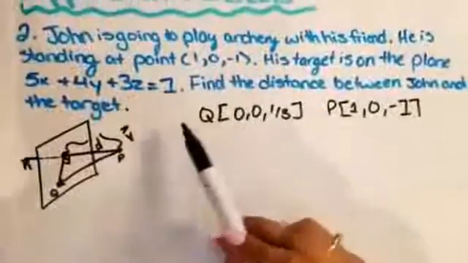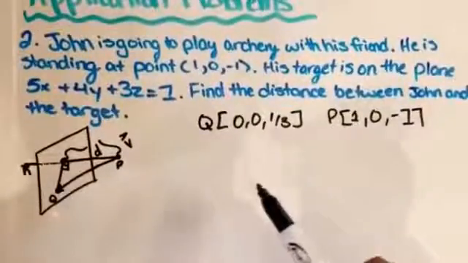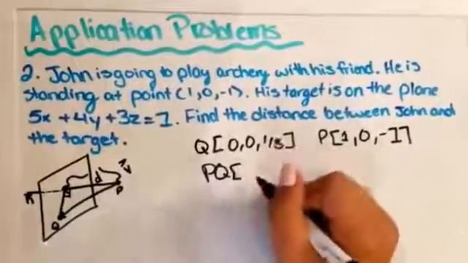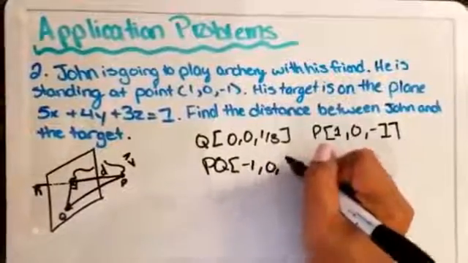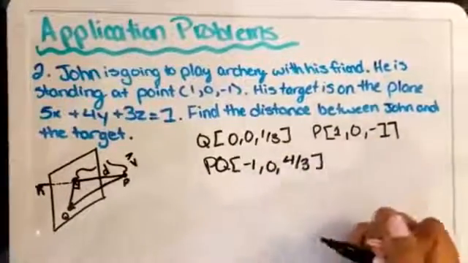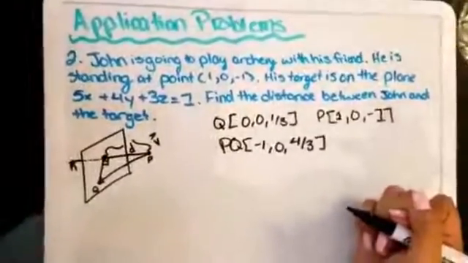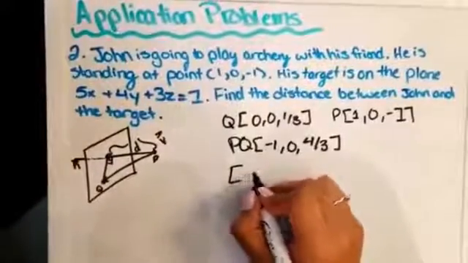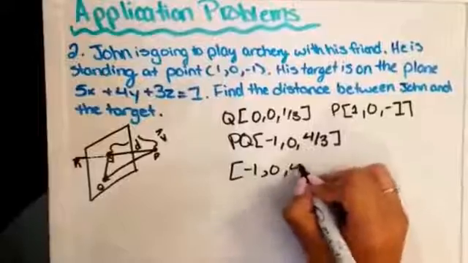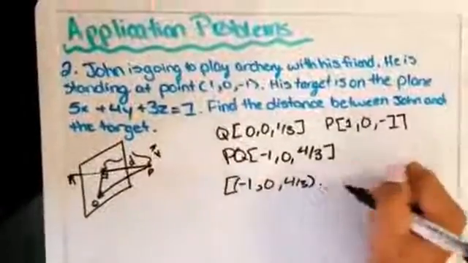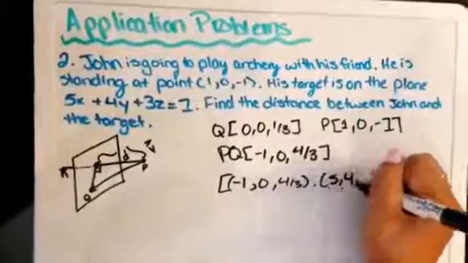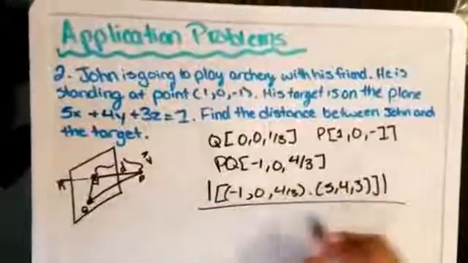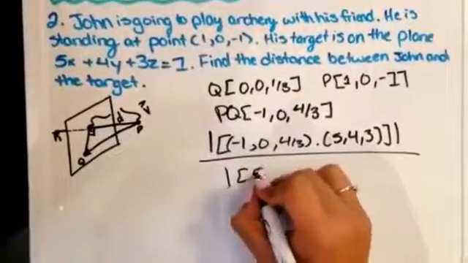So it's a good thing that we found our point Q, because we're going to need to form the vector PQ in order to find our distance. So vector PQ is going to equal -1, 0, and 4 over 3. So all we have to do now is plug this into our distance formula. So we're going to get the dot product of PQ, so -1, 0, 4 over 3, dot product with 5, 4, 3, absolute values, over the absolute value of the normal vector.